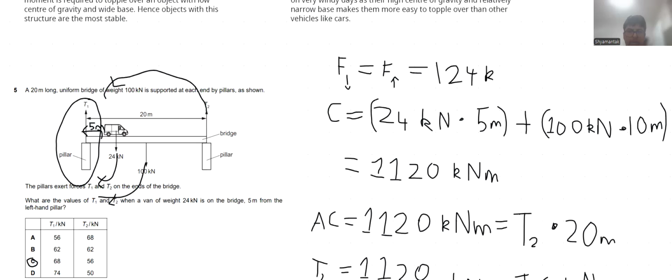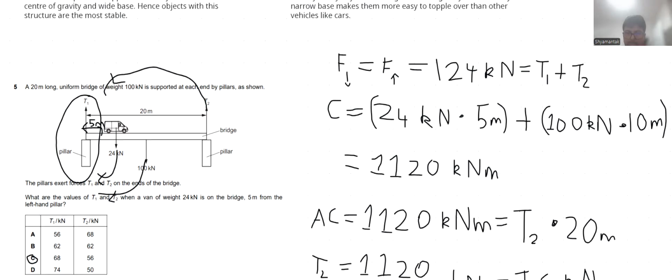And weight up equals T1 plus T2. Now we just found out T2, which is 56. So T1 equals 124 kilonewtons minus 56 kilonewtons, which would give us 68 kilonewtons.